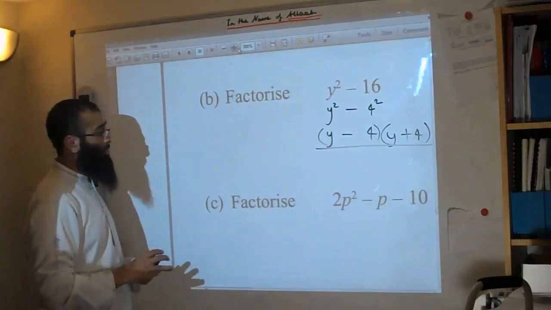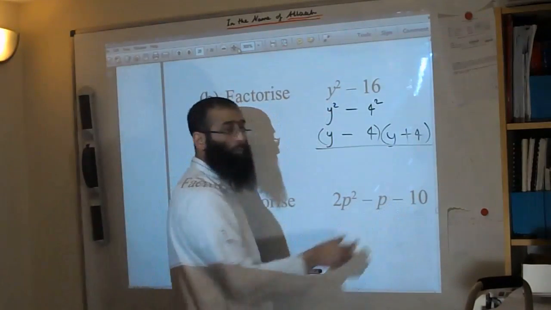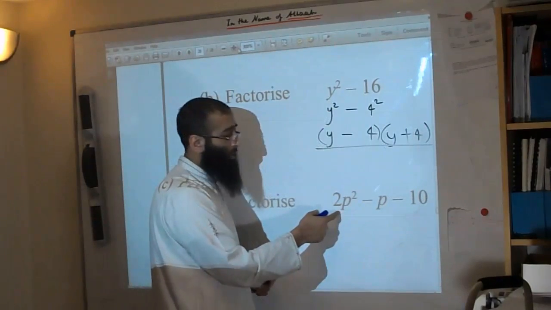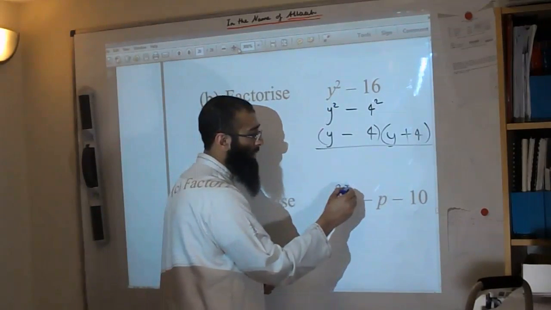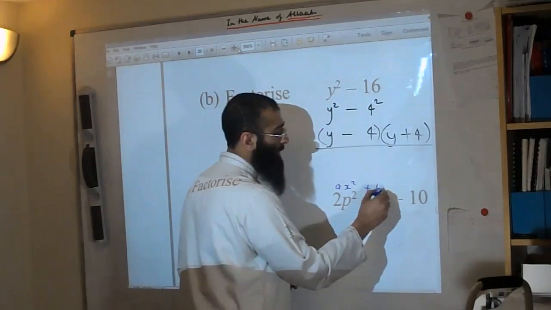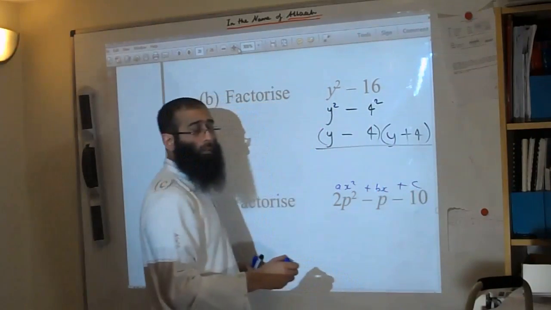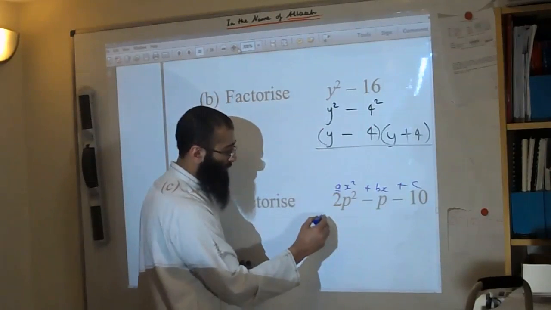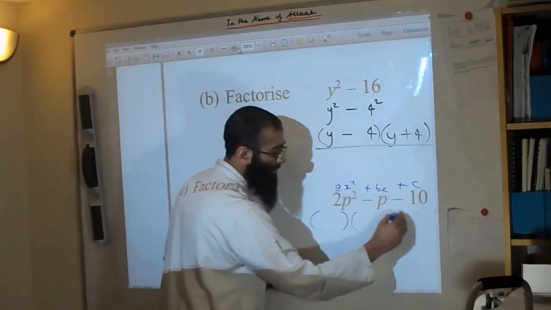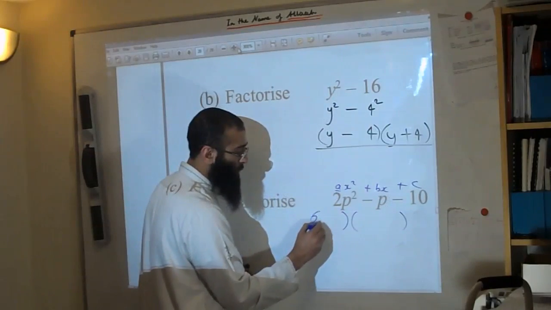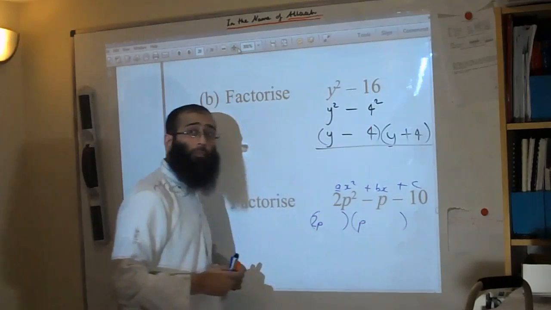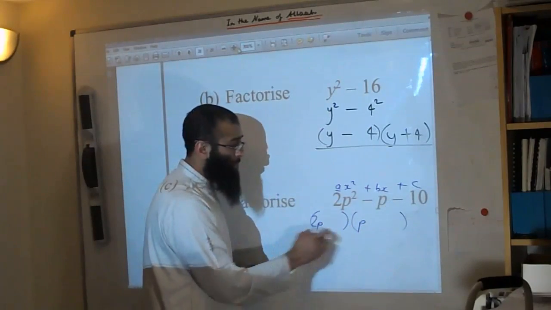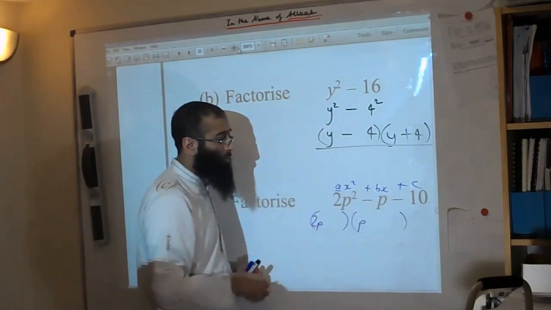Okay. Next one. Factorize 2p squared minus p minus 10. Now in this question, this is a quadratic equation of the format ax squared plus bx plus c. In this format, the a value is 2. So when we factorize in the brackets like this, we must have a 2p and a p, because when we multiply the brackets back out again afterwards, 2p times p will reconstruct the 2p squared.